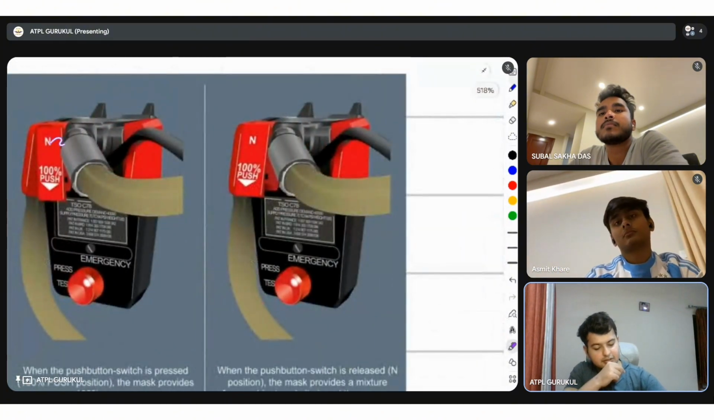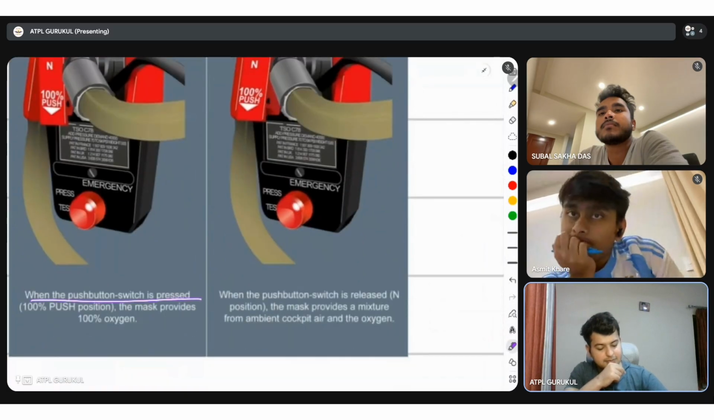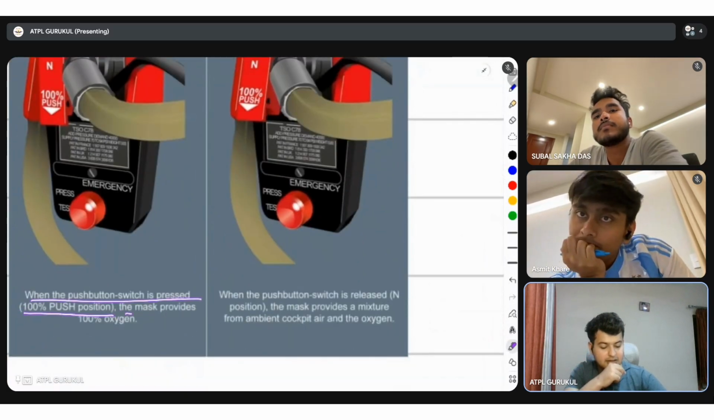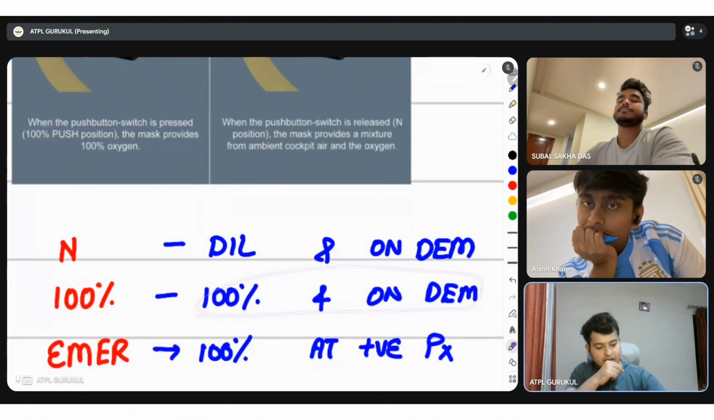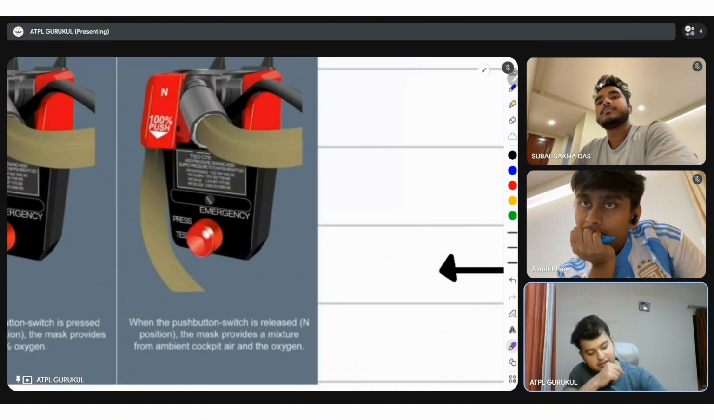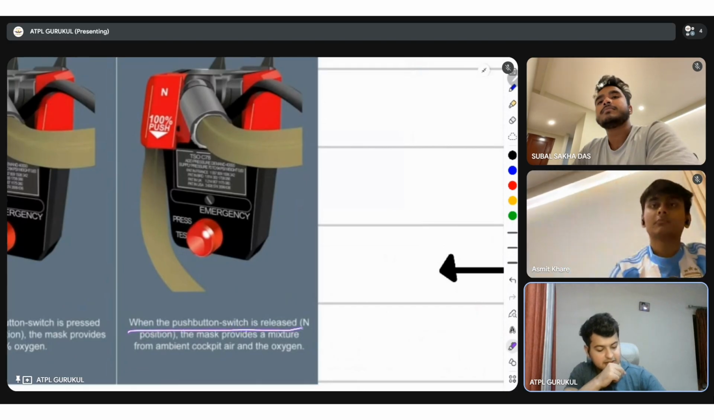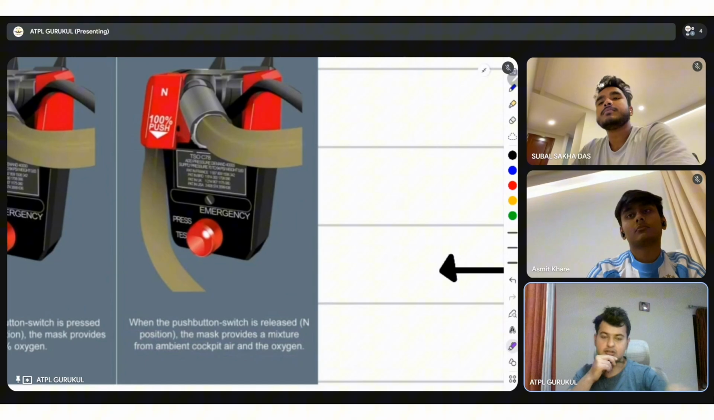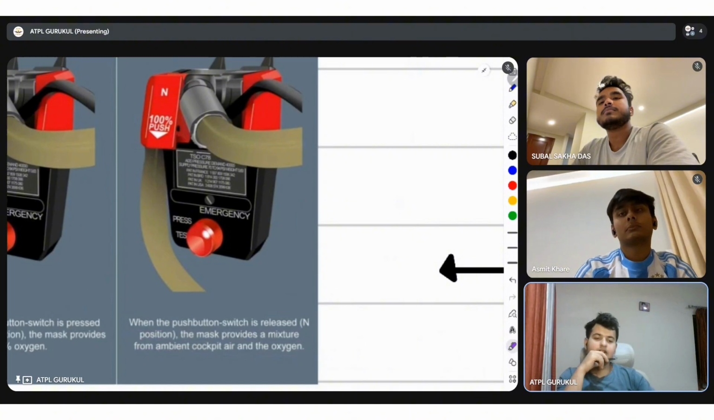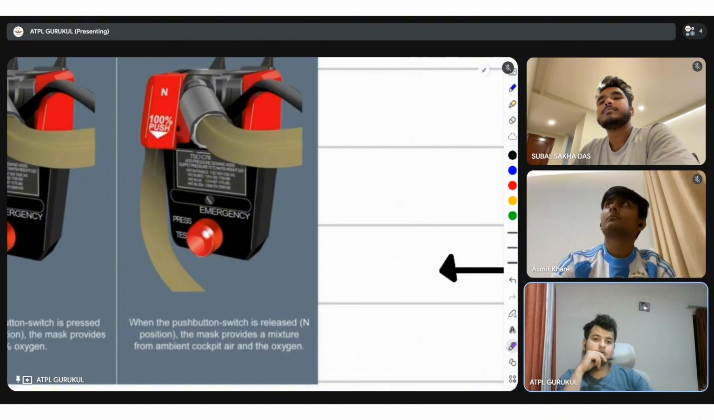ये उसके दो पोजीशंस है, पुश्ड इन, पुल्ड आउट. When the push button switch is pressed in 100% push position, the masks provide 100% oxygen, which is on but on demand. However, जब तुमने उसको pull out किया हुआ है, when the push button switch is released, end position, the mask provides a mixture of ambient air and the oxygen. So, in your emergency descent QRH checklist, crew oxygen masks dilution consider.